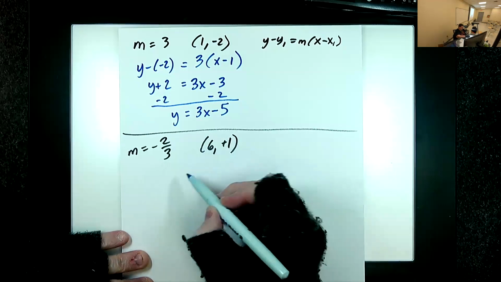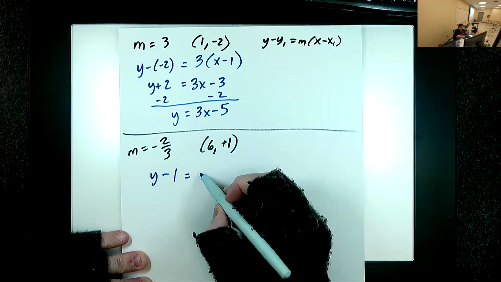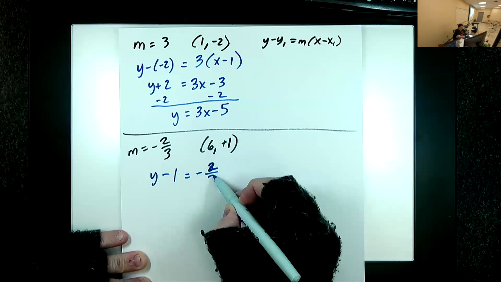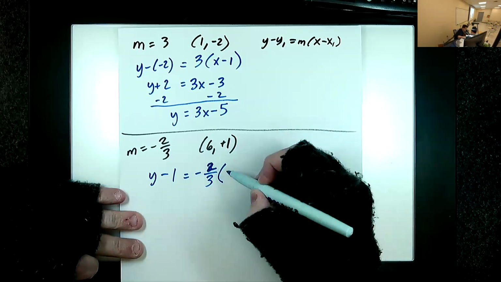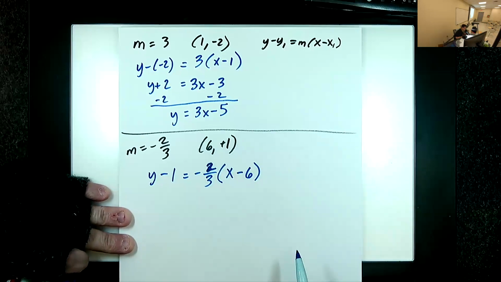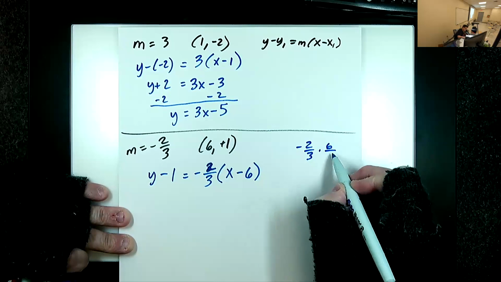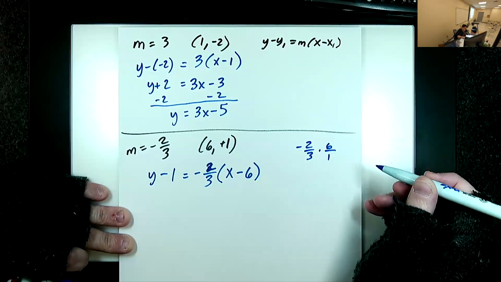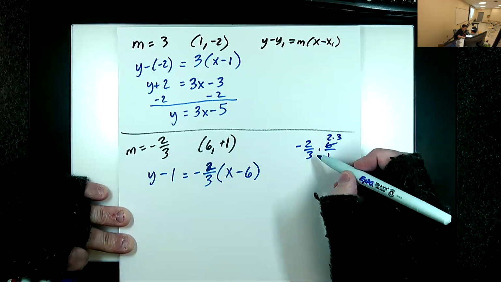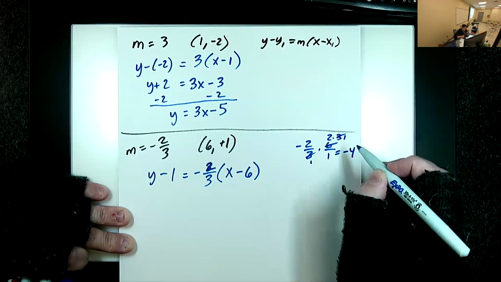So we got our y minus y1 equals m, which is negative 2/3, times x minus x1, which was 6. I do know negative 2/3 times 6. You can throw this in a calculator. This is 2 times 3. The 3's cancel, and I get negative 2 times 2, which is negative 4.